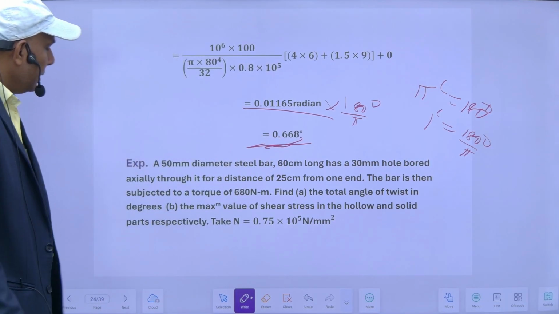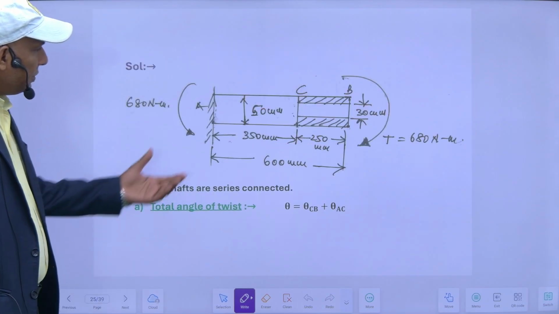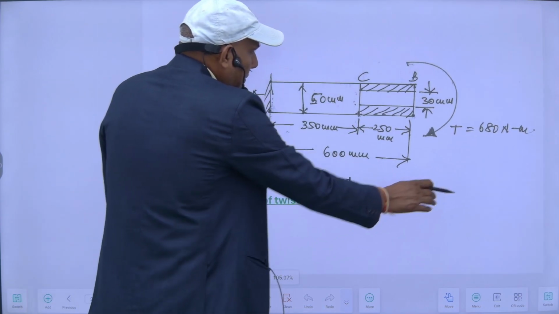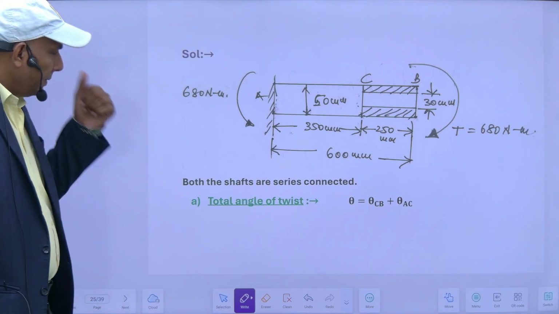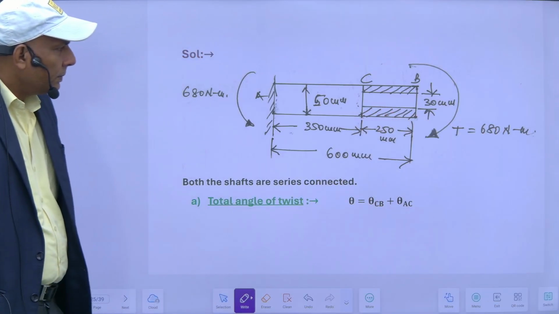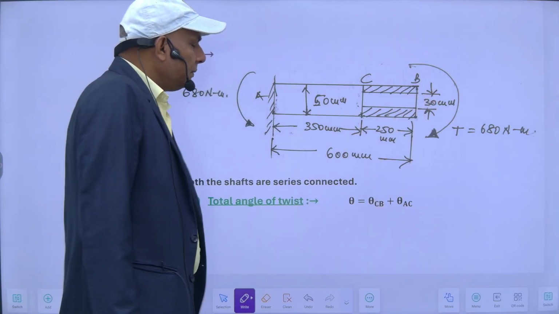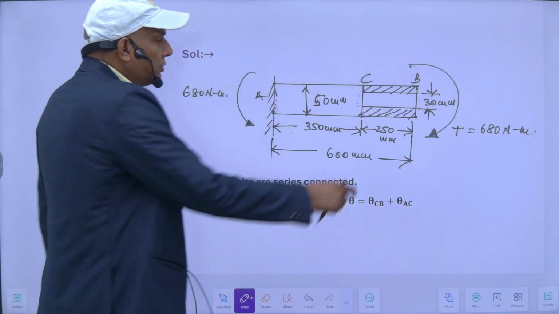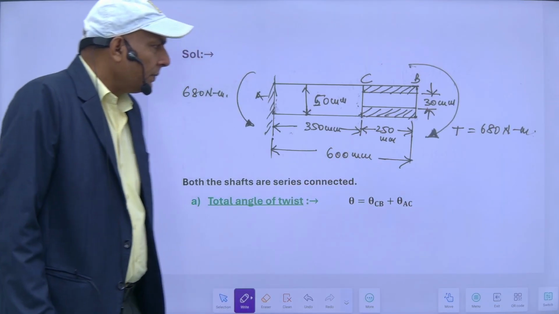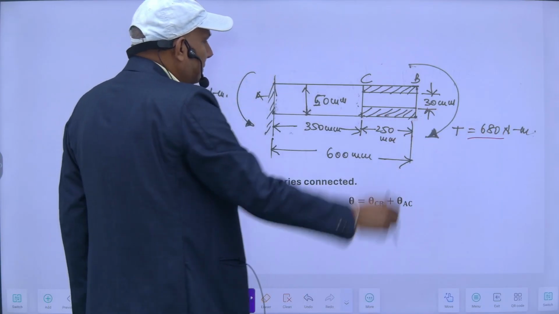Another numerical: a 50 mm diameter steel bar. This is my steel bar. Its dia is 50 mm. One end is fixed and another is free, and there is a bore of 30 mm for a length of 250 mm from this end. So this portion is 250 mm, this is 350 mm. Total is 600 mm, and a torque of 680 Newton meter has been applied at this end.